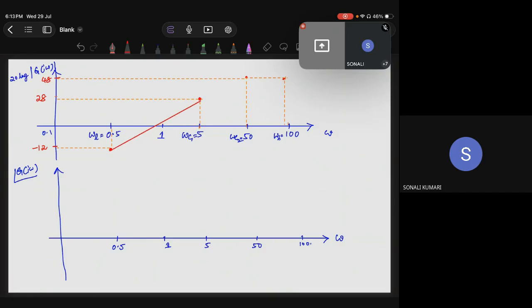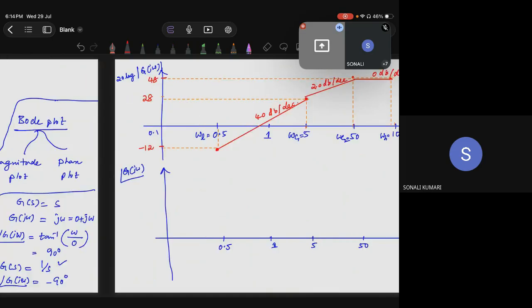Okay. So to put it like this. Okay. Can you see this now? So this is a slope of 40 dB per decade. So that is the first slope from the table. The change of slope is 20 dB per decade. This is 0 dB per decade.